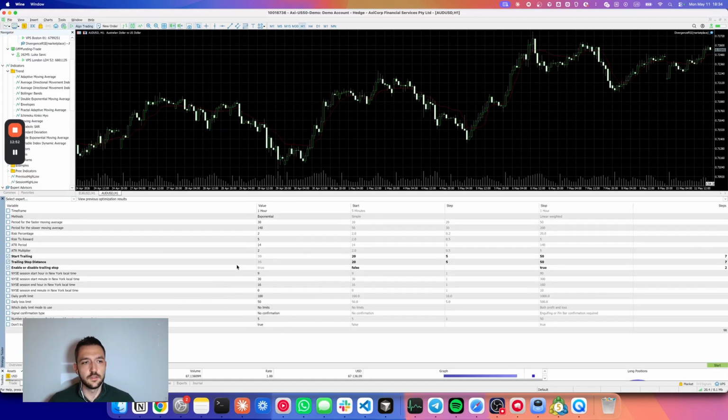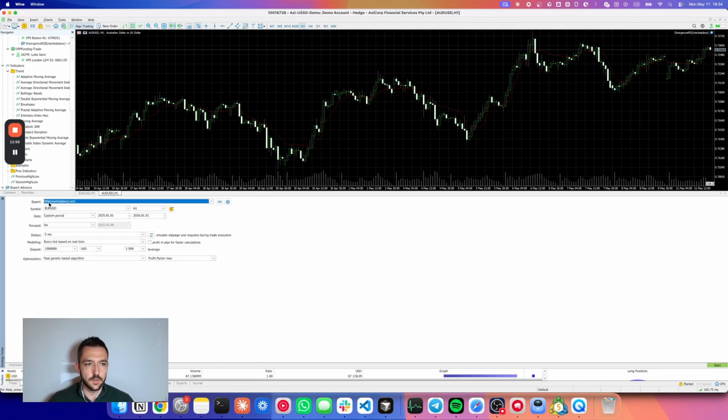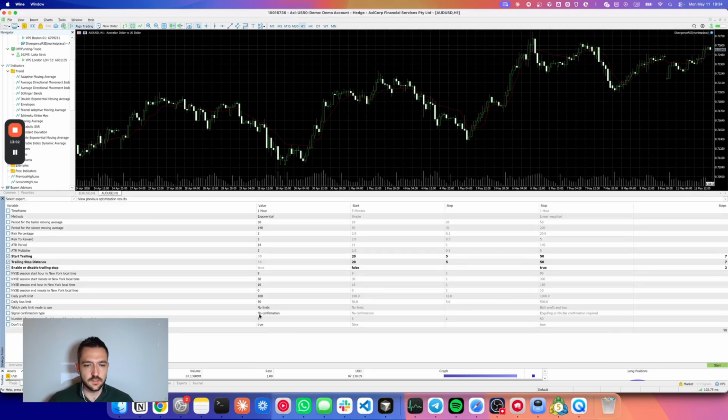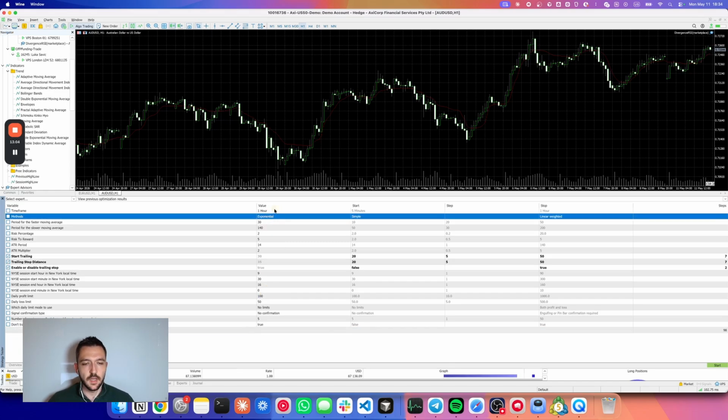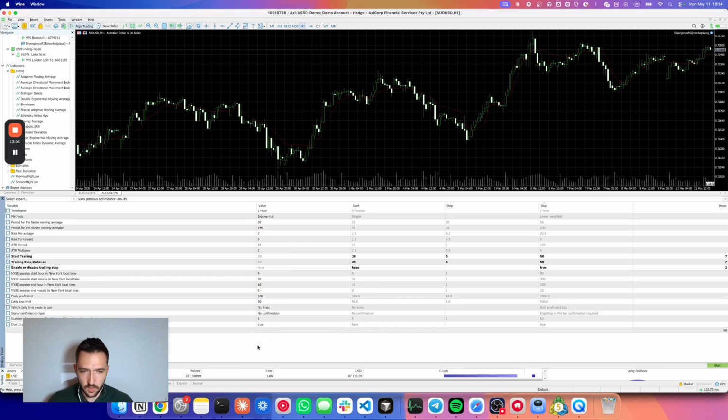So now we're in the strategy tester in MetaTrader 5, and we're going to test what we called SMA, because it's like a simple moving average trading bot. If you go to inputs, you're going to see all these parameters. We're not going to go over each one of these because there are many of them which are standard features for all of our trading bots.